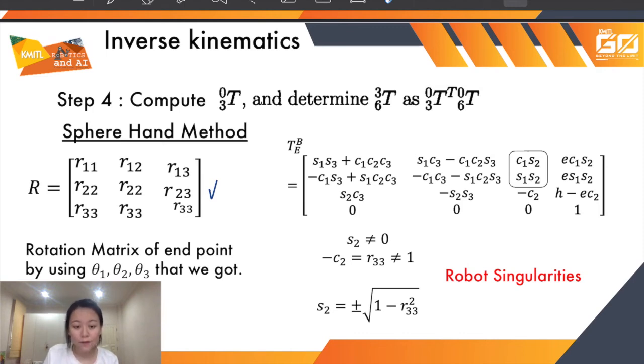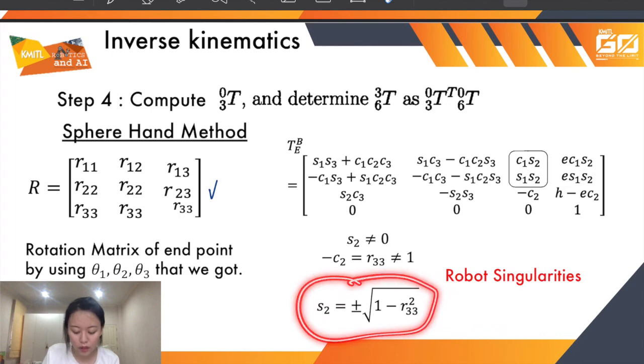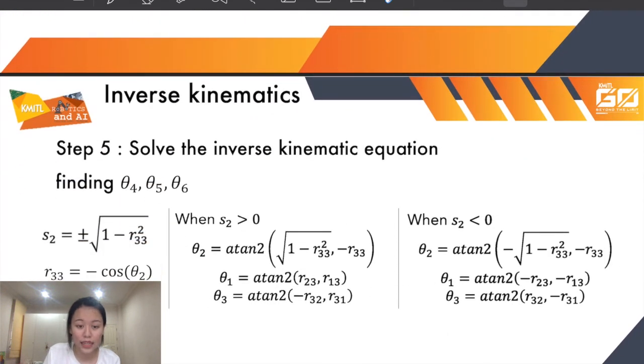If cos theta 2 equals minus 1, it will cause a robot singularity. For this case, I have to find the sine theta 2. So I will use this equation to find sine theta 2, because this one is cos theta 2 squared, and cos theta 2 squared plus sine theta 2 squared is equal to 1. That's why this equation is used to find sine theta 2.